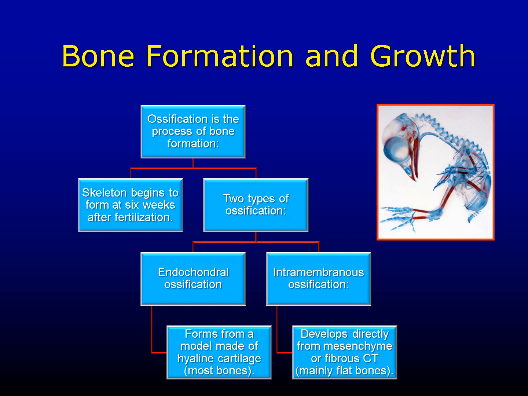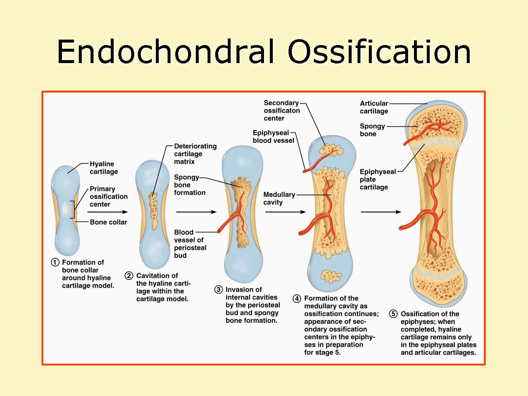In endochondral ossification, a cartilage model is made first, but by the time of birth, it has been largely replaced by bone. In the picture of the chick embryo above, the parts of the skeleton that stain blue are still cartilage, whereas the parts that have already ossified stain red. The diagram above depicts the steps occurring during endochondral ossification. In the first step, a bony collar forms around the hyaline cartilage model of a bone.